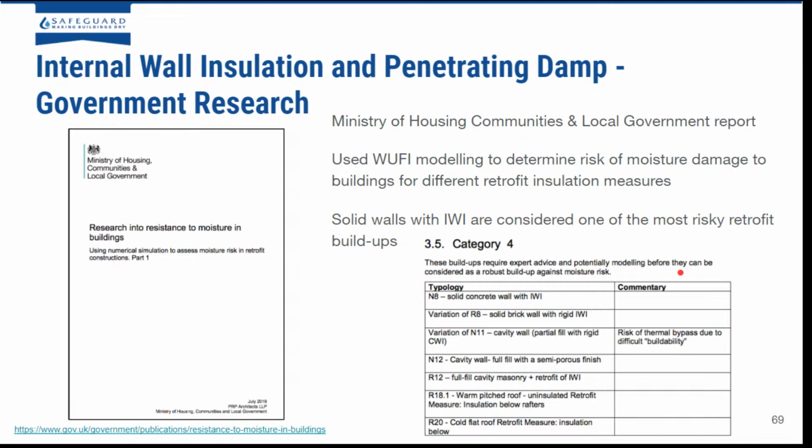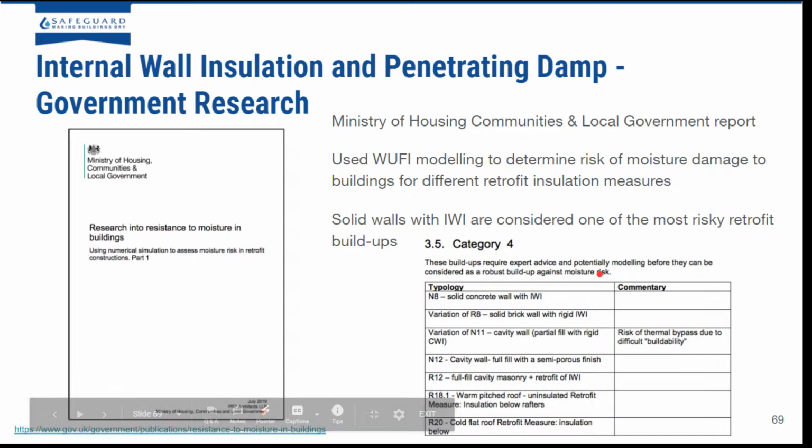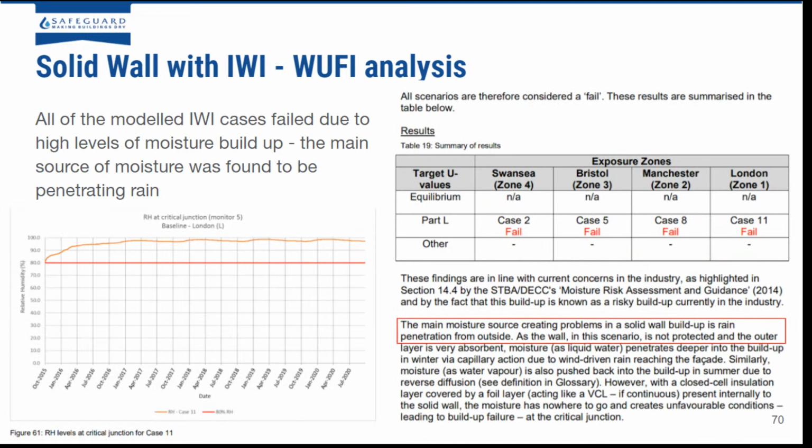More recently, there's actually some government research published last year, which used WUFI modelling to determine the risk of moisture damage to buildings for different retrofit insulation measures. Solid walls with IWI were considered one of the most risky retrofit build-ups as part of this study. That's where the data came from for the past 2035 risk assessment. Basically what they found was that all of the modelled IWI cases failed due to high levels of moisture build-up. The main source of moisture was found to be penetrating rain.